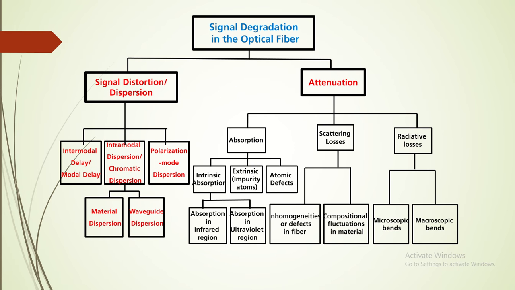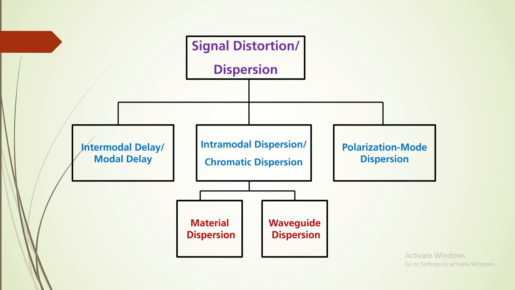So we have seen the various types of attenuation, and now we are going to see the various types of signal dispersion or signal distortion. There are three major types: intermodal dispersion, intramodal dispersion and polarization mode dispersion. Under intramodal dispersion, we have two types: one is material dispersion and the second one is waveguide dispersion. We are going to see them in detail, one by one, in the following slides.